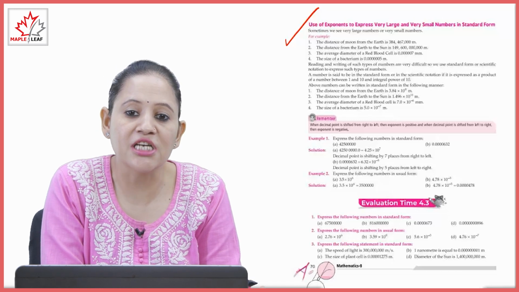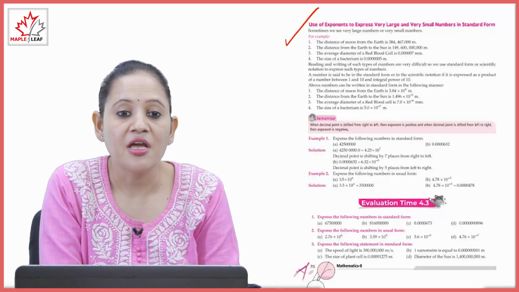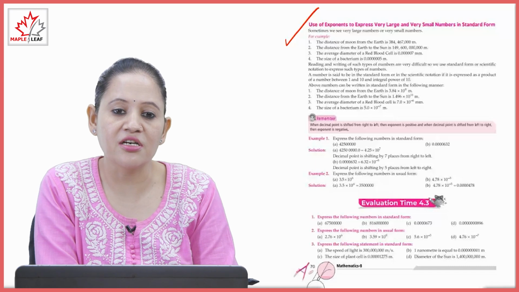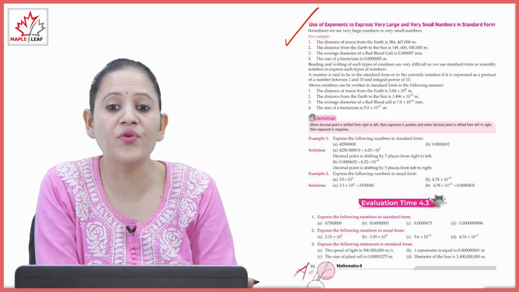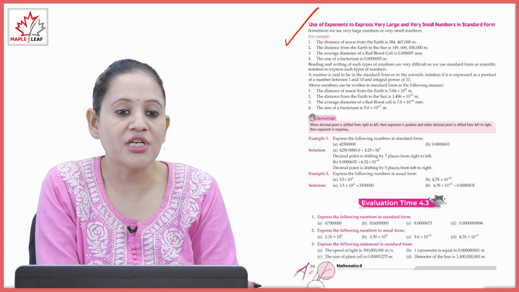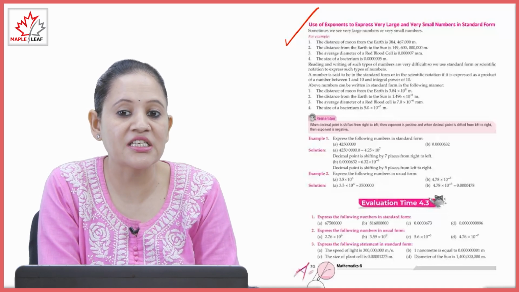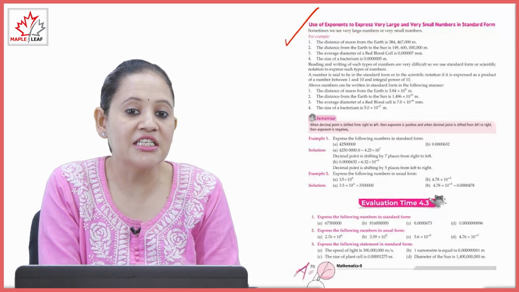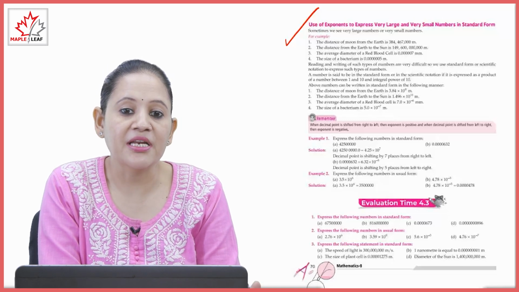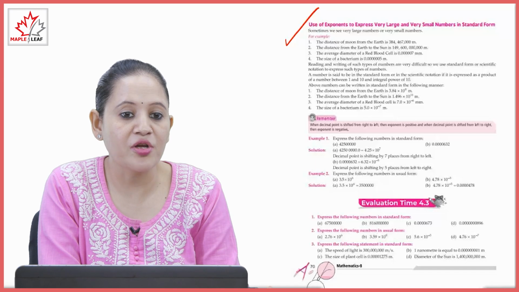So we use standard form or scientific notation because it's a very large number. इनको read करना और write करना very difficult है. So we'll write it in scientific notation. कैसे करते हैं? The number is said to be in the standard form or the scientific notation if it is expressed as the product of a number between 1 to 10 and an integer power of 10. So the above number can be written in the following manner.